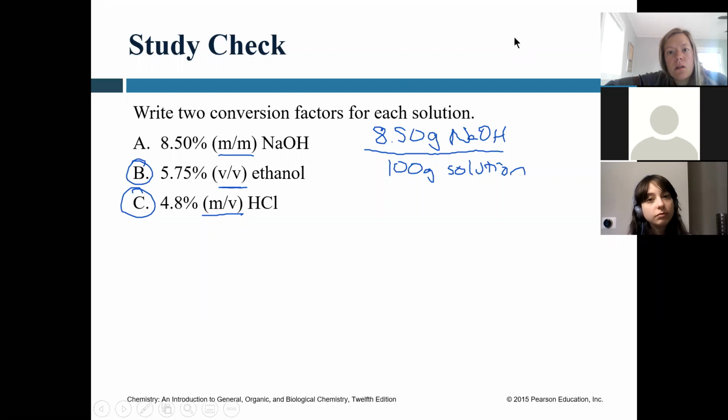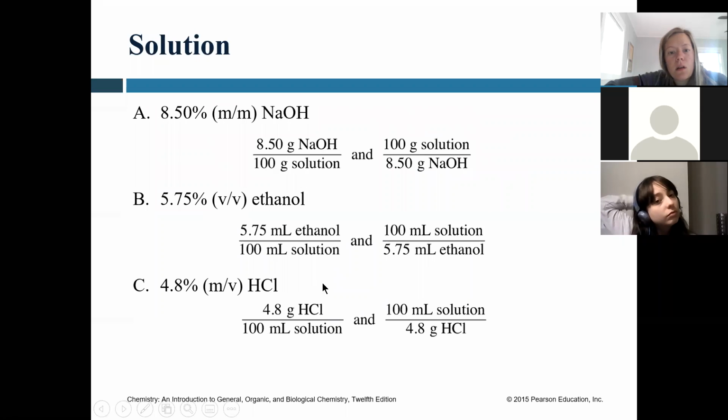Okay, so for this one, the 5.75, it's a volume, so we just want to make sure the units that we're using are matching whatever they're giving. So it's milliliters and milliliters, and you could write it either way. Here I've got 4.8% mass volume. So mass volume, meaning that mass is for the solute, that would be in grams. Volume is for the solution, that is in milliliters.